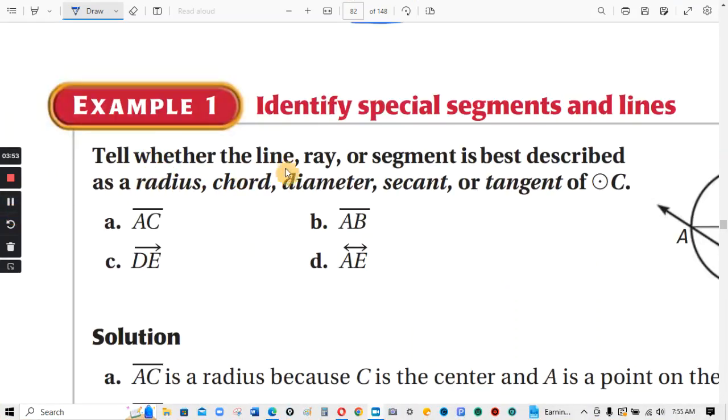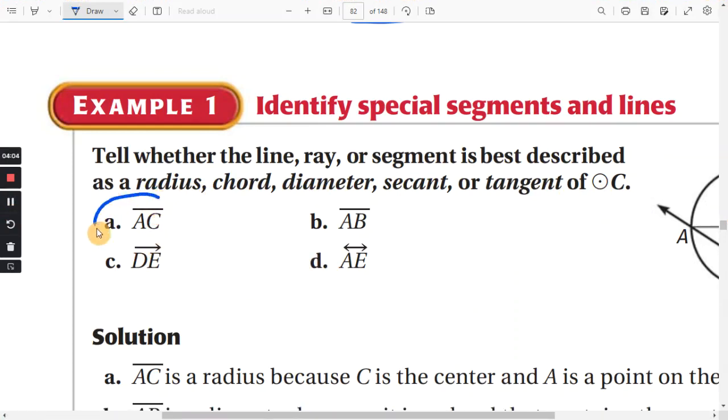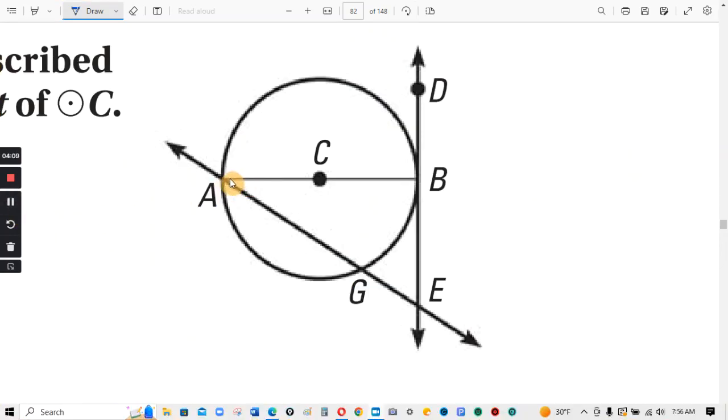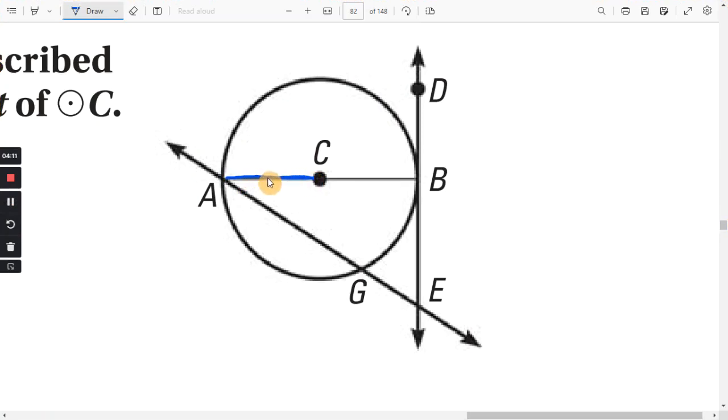Example 1, tell whether the line, ray, or segment is best described as a radius, chord, diameter, secant, or tangent of circle C. Let's take a look. First up is line segment AC. If we look at line segment AC, that's this right here, and that is a radius. So part A is going to be radius. That's for AC.